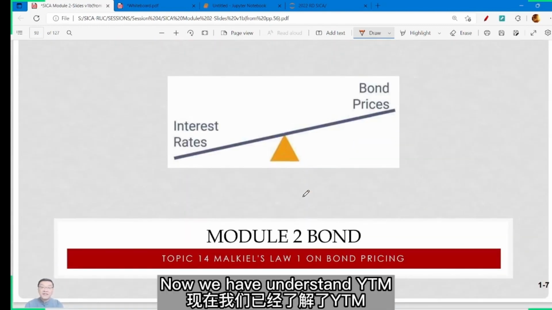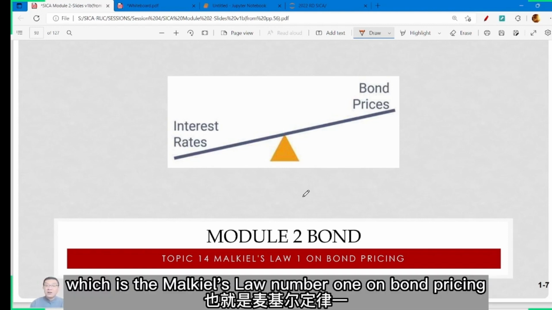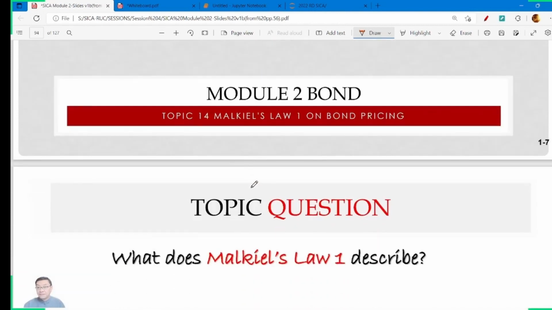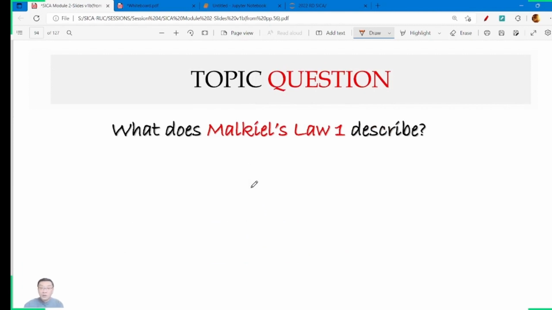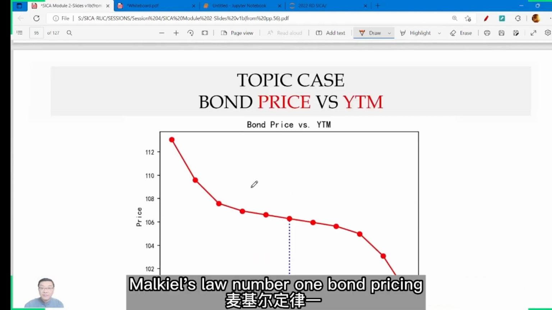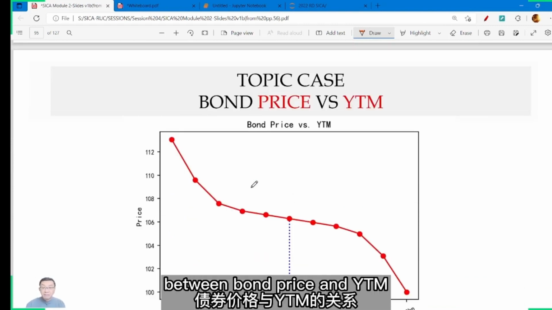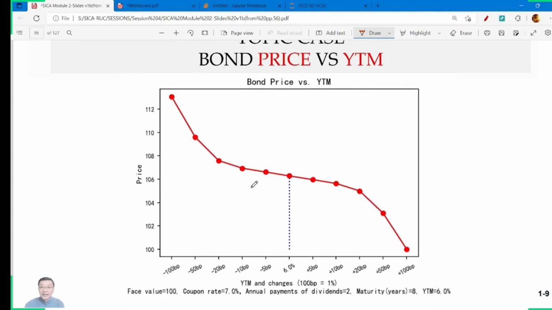Now that we understand YTM, we can begin to discuss the first law on bond pricing, which is Malkiel's law number 1 on bond pricing. Well, the question in this topic is pretty simple. What does Malkiel's law number 1 describe? Malkiel's law number 1 on bond pricing describes the relationship between bond price and YTM. We have an illustration on that.